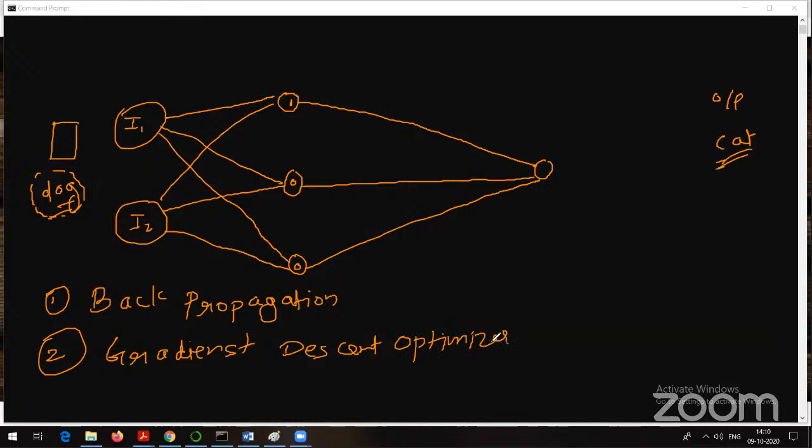Now, what will these two things do? Let me talk about this particular point first. What is gradient descent optimizer? This will be your output, either 0 or 1. We have already seen that 0 is cat, 1 is dog. So what is this gradient descent optimizer? Gradient descent optimizer is basically an optimization technique which is going to give your output as an optimal output.